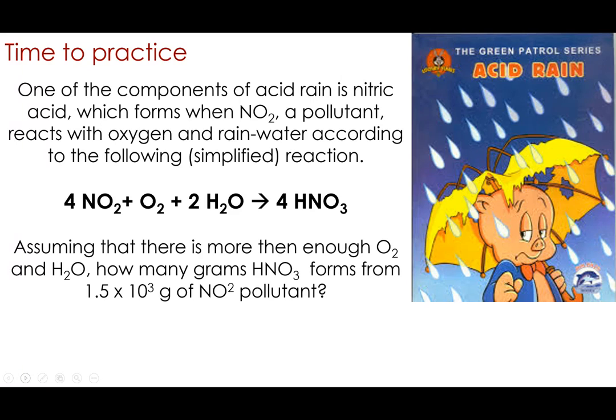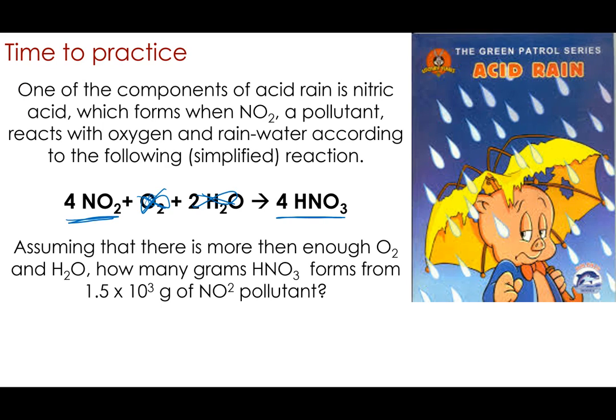All right, so one of the components of acid rain is nitric acid, and nitric acid is this, HNO3, which forms when NO2 reacts with oxygen. Assuming that there's more than enough oxygen and water. So basically what that's saying is you can ignore water, nor oxygen. We're just focused on this guy and this guy. So assuming there's more than enough oxygen and water, how many grams of HNO3 forms from 1.5 times 10 to the third grams of the pollutant?